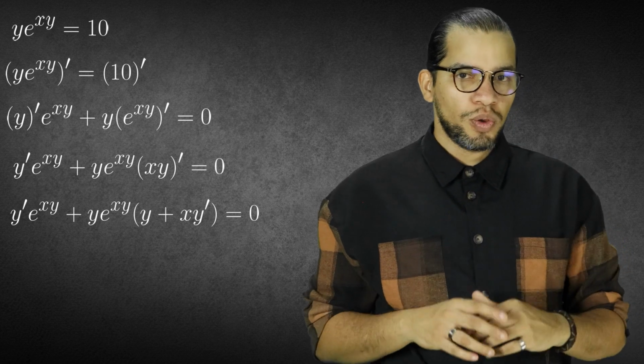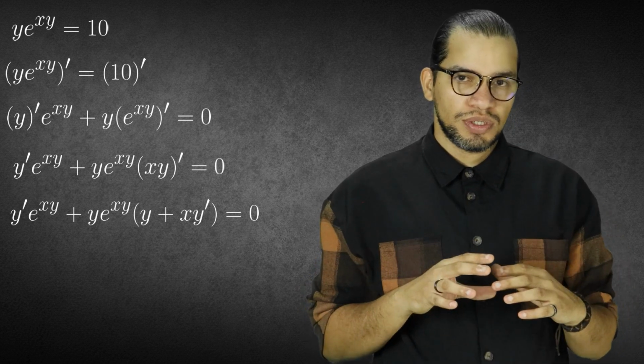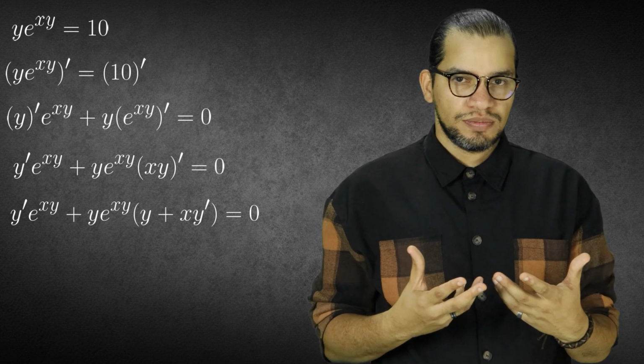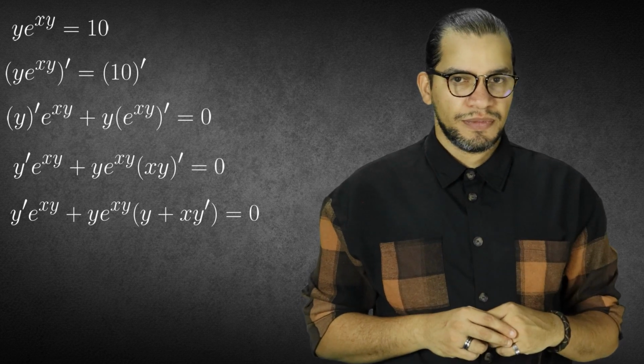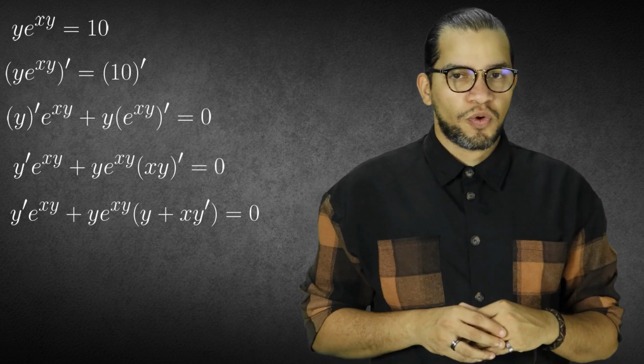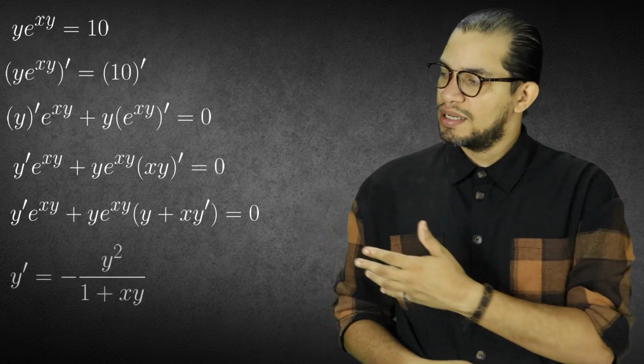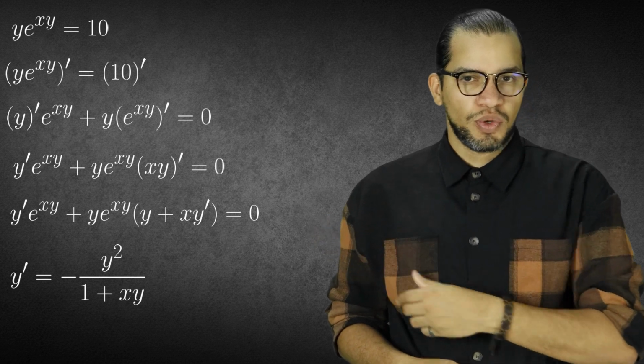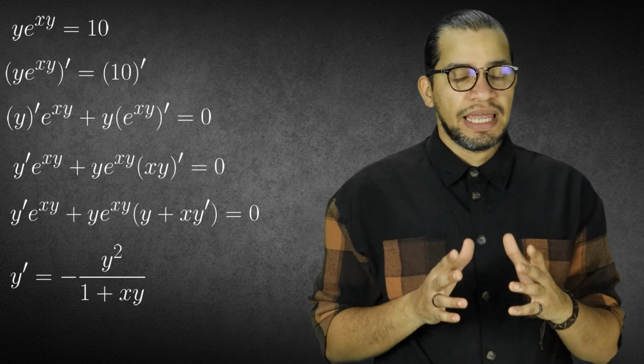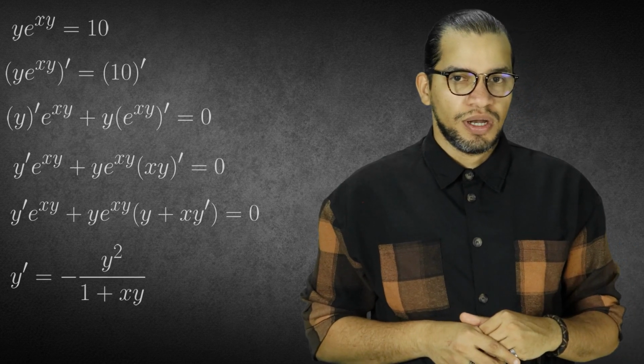And we only need to substitute and rearrange, simplify, and finally solve for y prime. And if we do so, we get the following result, which is the implicit differentiation of the original function.